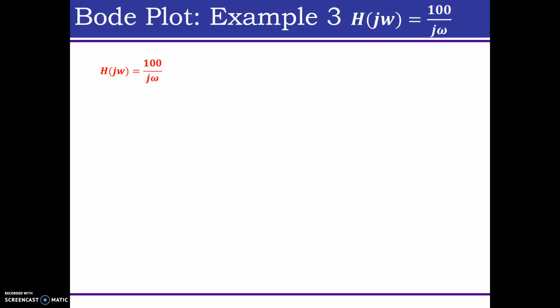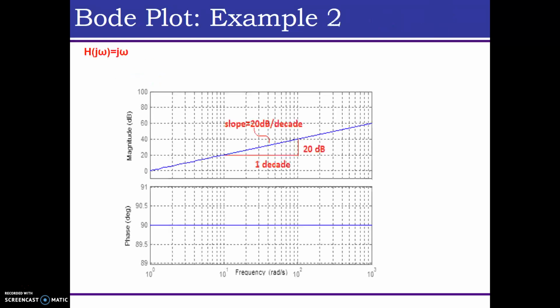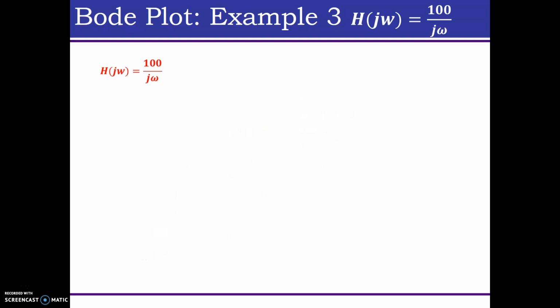So the transfer function given to us is h equals 100 over j omega. Now we could take this particular transfer function and basically work through the exact same process as we had used before here and come up with the magnitude and the phase angle of this particular transfer function. In this case, I'm going to show you an awesome property of Bode plots because of log scaling of things that allows us to do complicated transfer functions.